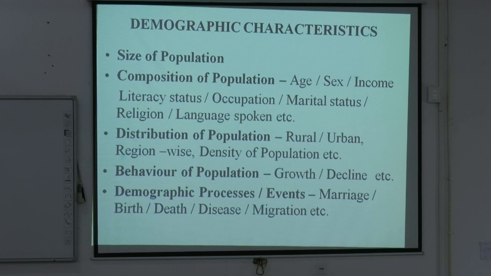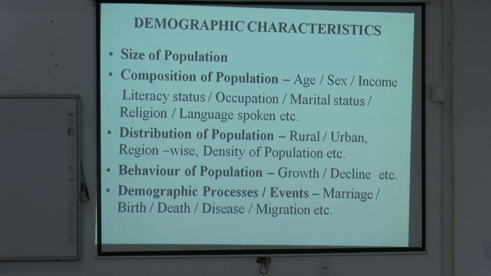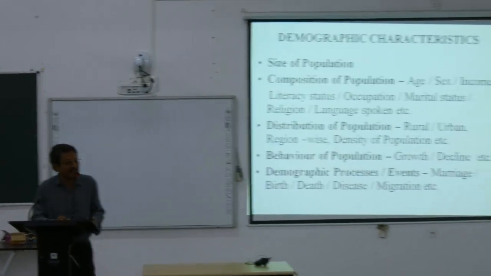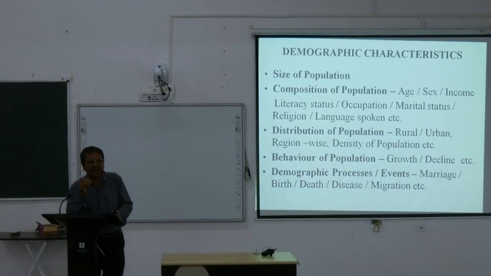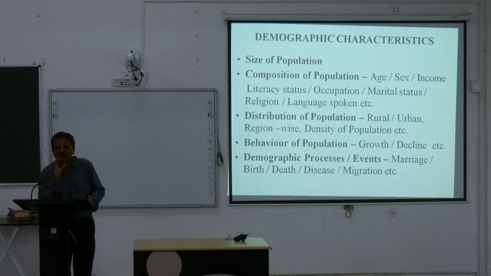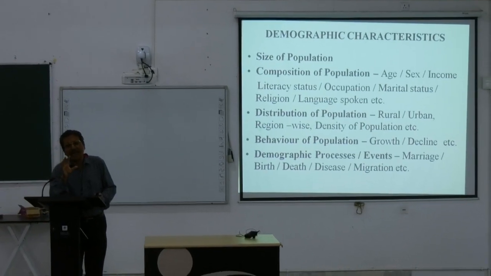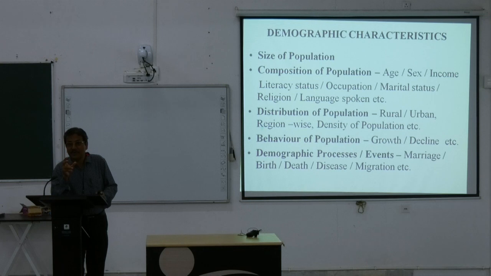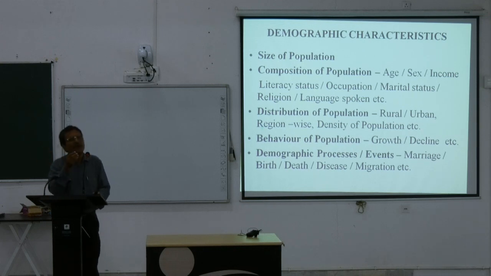Then distribution of population. How is the population distributed? How many rural, how many urban? How many in hilly areas? How many in forest areas? On average in our country, the rural population is around 75%, or 70%. And the urban population is mainly 25 to 20%. Day by day, the urban population is increasing. People are migrating from rural areas to urban areas for livelihood.